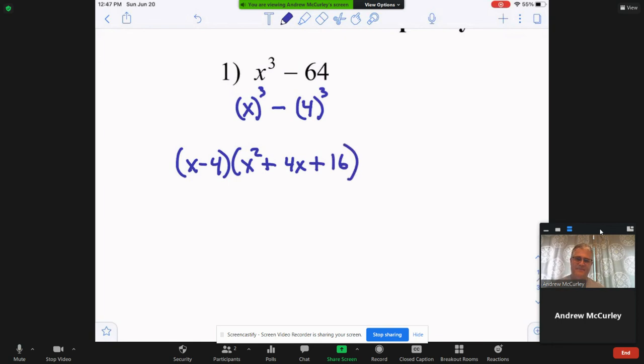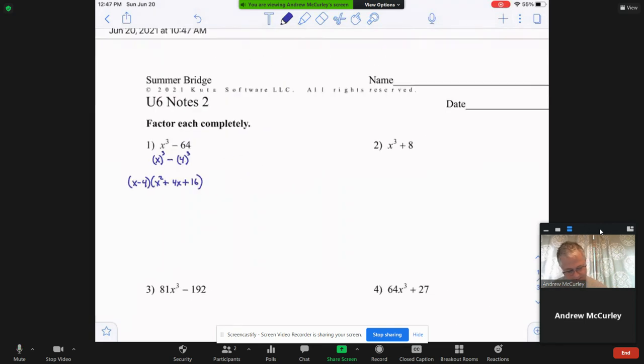And that's it. Now that X squared plus 4X plus 16 kind of looks like a perfect square trinomial, doesn't it? But it's not. It didn't double. It's not doubled in the middle. So it's not a perfect square trinomial. You cannot break that down any further. That is prime, okay? Be careful with that. That's an easy mistake to make, all right?